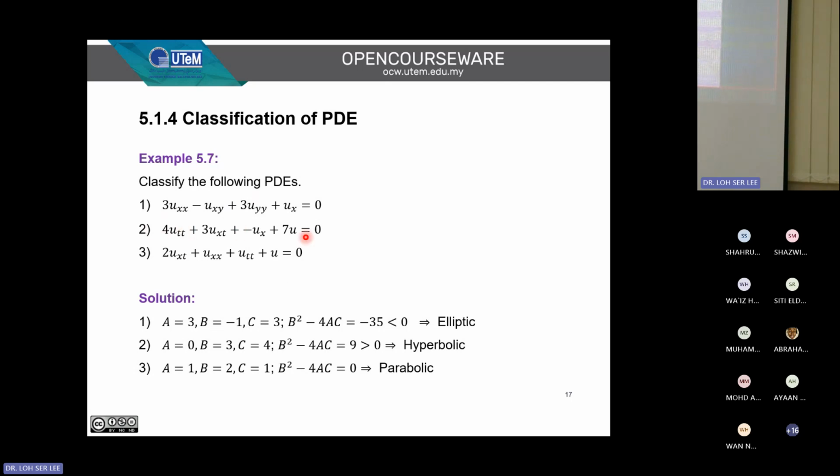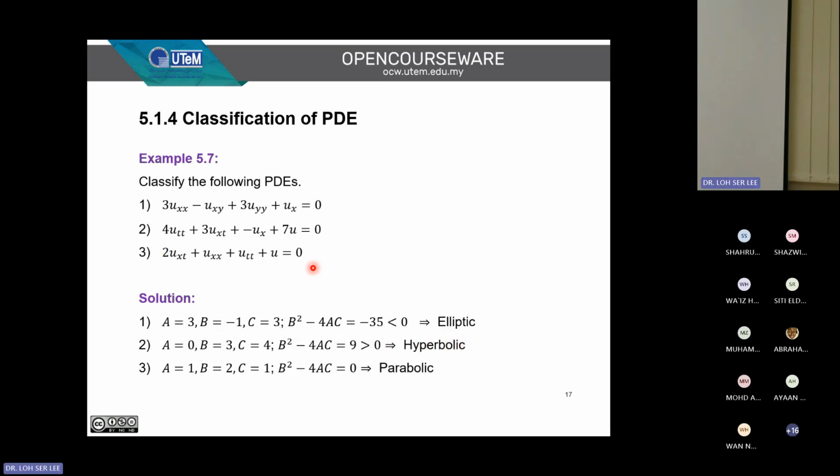Now if we look at question number 2, what is your B? 3, because from the mix XT, B is 3. Then we have only UTT. We do not have UXX. So one is 4, another one is 0. So 4 and 0, it can be A and C or C and A, doesn't matter. If you let A be 4, that means C is 0. If you let C be 4, that means A is 0. Then compute B squared minus 4AC. Positive, it is hyperbolic.